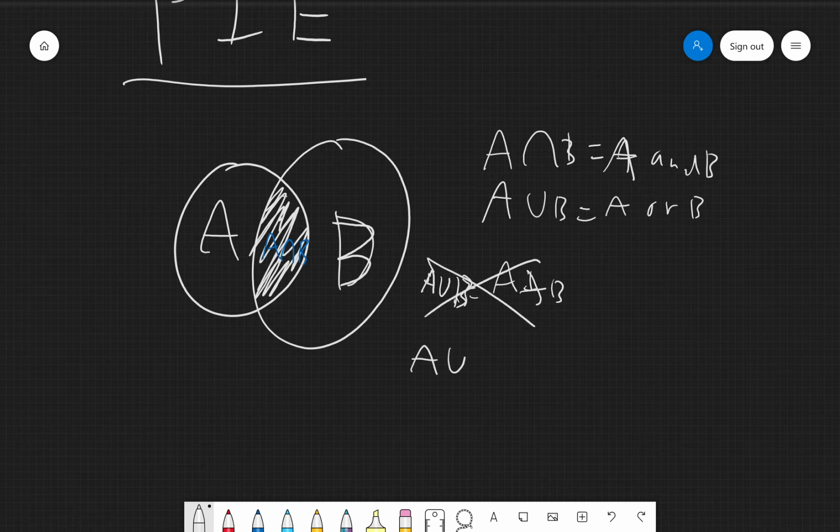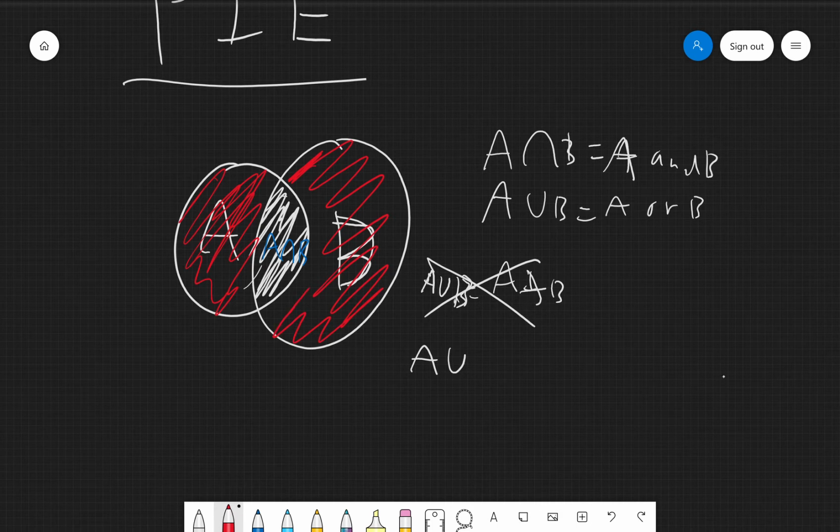Why is that the case? Well, event A is equal to this area plus this A intersection B, and B is equal to this area plus the A intersection B. So you're double counting the A intersection B because it's part of A and it's also part of B. You're counting it twice.